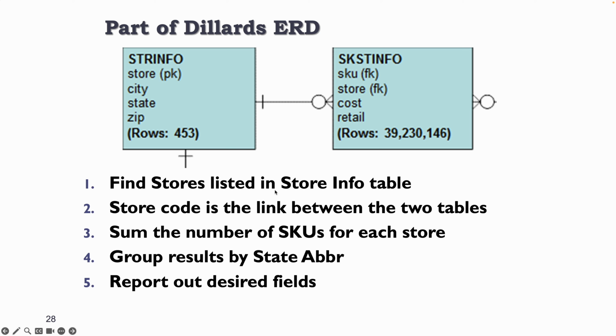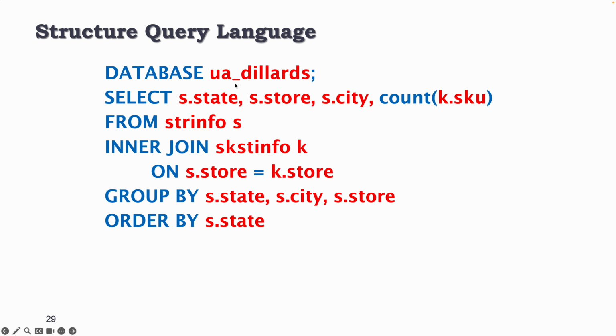So find stores listed in store info table, which is this one. So we have the store, and then store code is the link between the two tables because you have store in the first table and you also have store in the second table. So they connect to each other. Now sum the number of SKUs for each store. So you have SKUs. And group results by state abbreviation. Report out desired fields. Database UA underscore Dillard's. So although it is not needed here, but just for the completeness, I have included it here. If you don't write this still, it should work because we already have that reference.